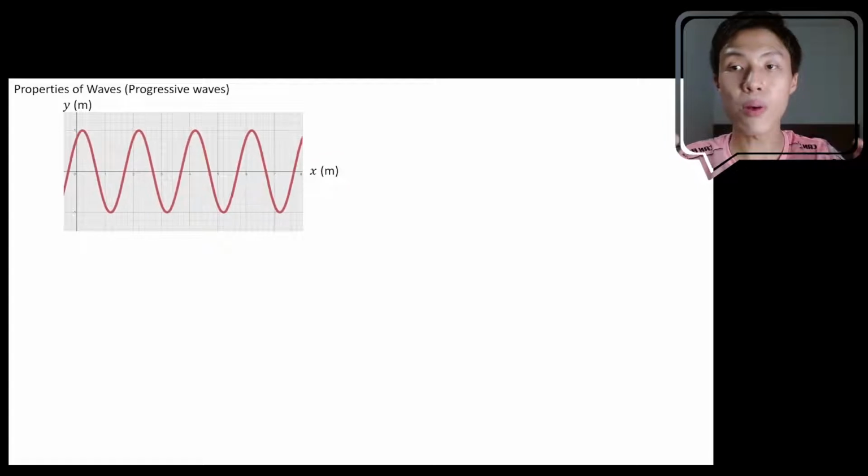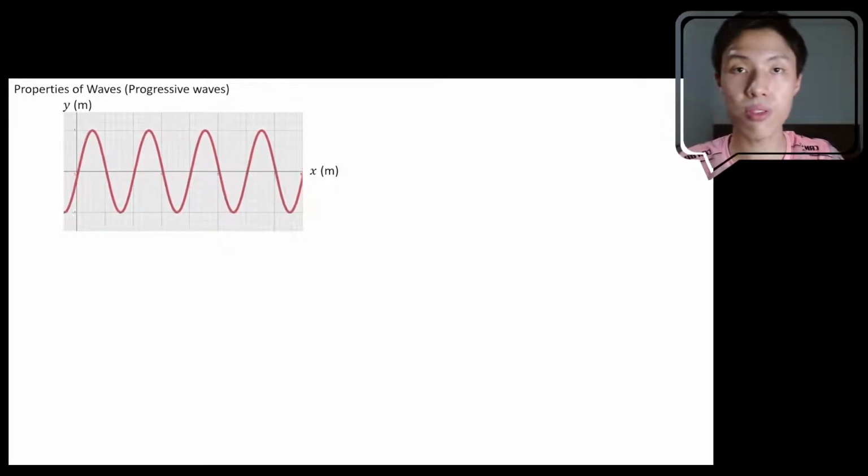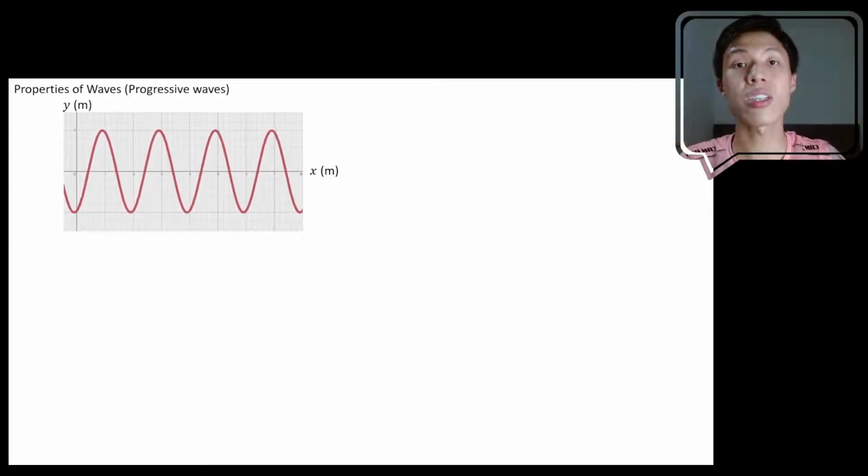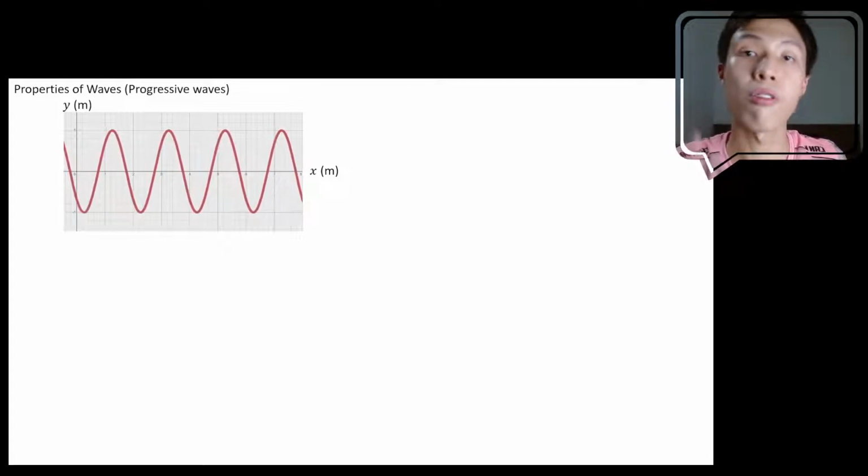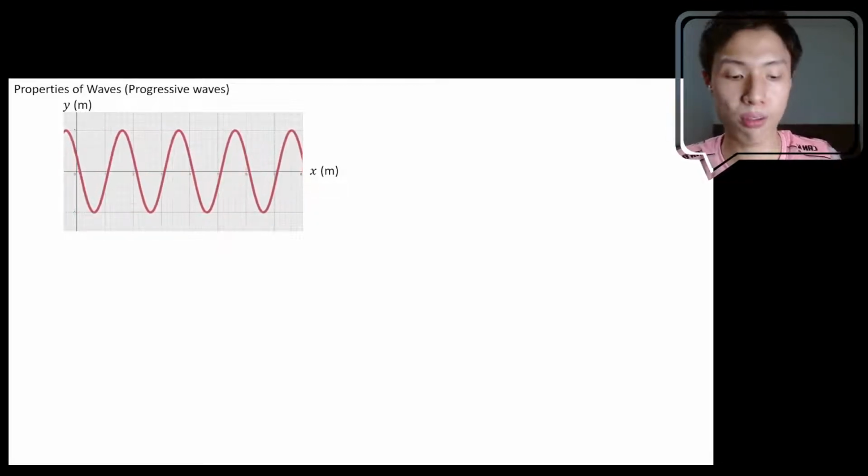Okay, so if the wave doesn't travel to the left or to the right, and it remains at its own position, then that one will be a stationary wave. But for now, our focus will be on the progressive wave.